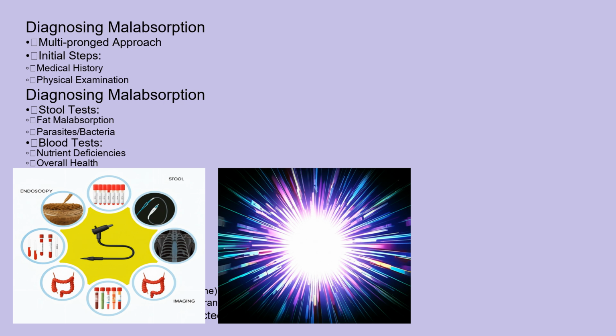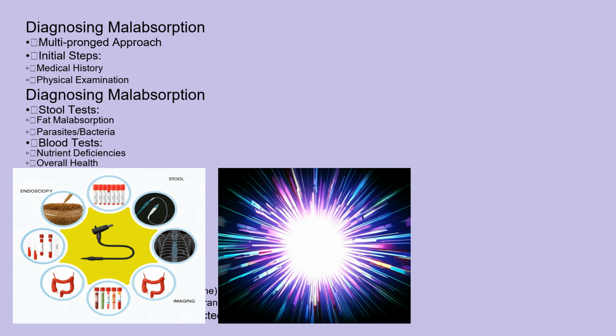Diagnosing malabsorption often involves a multi-pronged approach. The initial step is usually a thorough medical history and physical examination. Stool tests are commonly performed to check for fat malabsorption and the presence of parasites or bacteria. Blood tests can help identify nutrient deficiencies and assess overall health. Further investigations may include imaging studies like X-rays or CT scans to look for structural abnormalities in the digestive tract. Endoscopy, where a small camera is inserted into the digestive system, allows for direct visualization of the intestinal lining and the possibility of taking biopsies for microscopic examination.